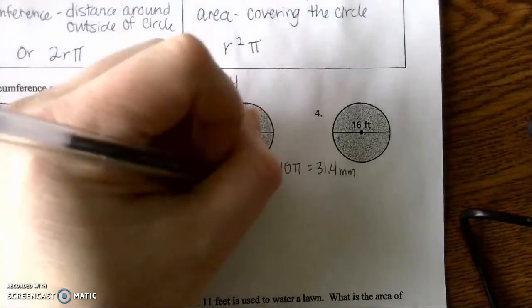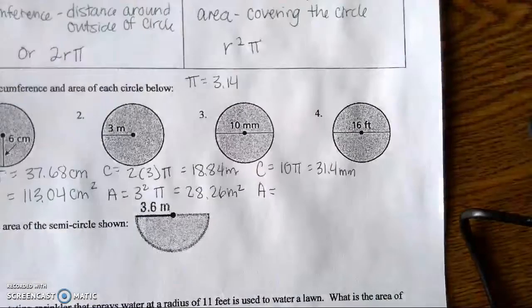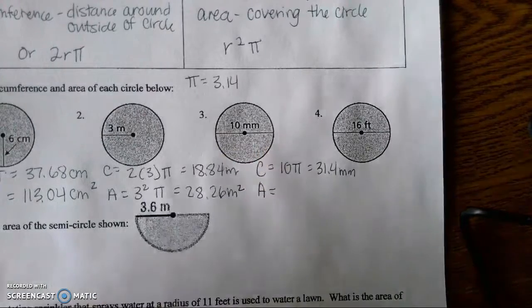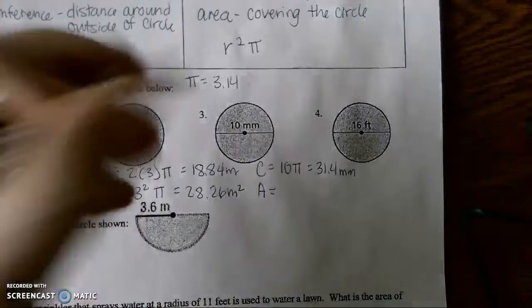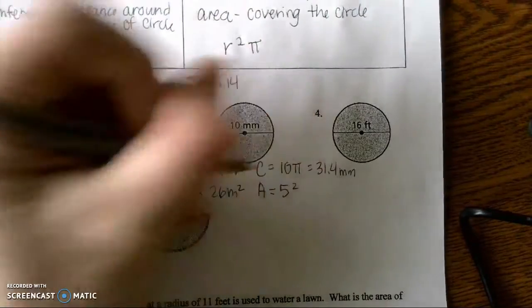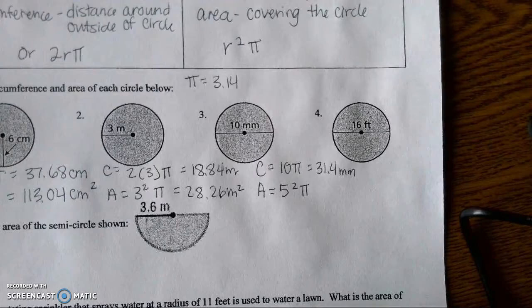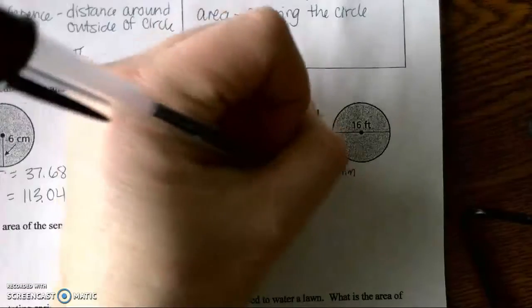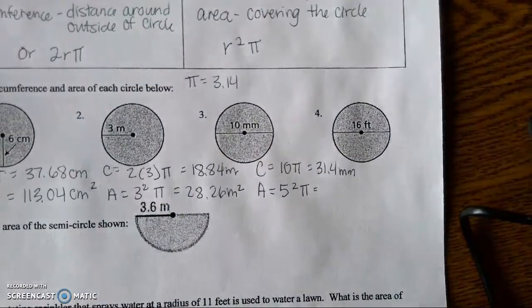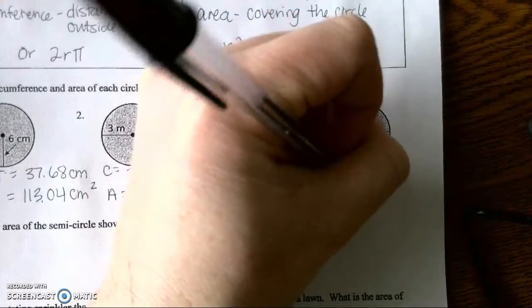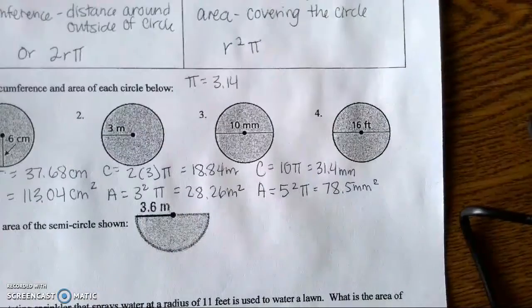Then for the area, I need to figure out what my radius is. So I know that the diameter is 10 across, so my radius is half of that, which would be 5. So I'm going to take 5 squared and multiply by pi. So 5 squared is 25. And then I would take 25 and multiply by 3.14, and I would get 78.5. And that would be millimeters squared.